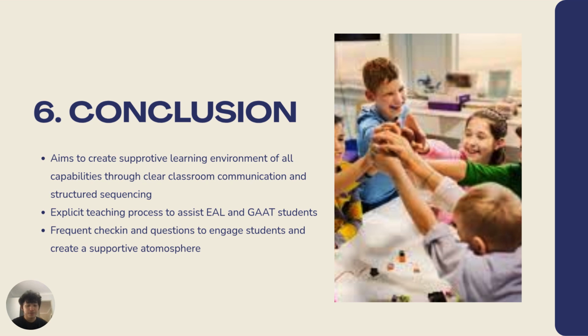Overall, the lesson plan aims to create a supportive classroom learning environment for the students across a range of academic capabilities through clear classroom communication and structured instructional sequencing. This lesson follows an explicit teaching process moving from introduction to guided practice, independent practice, and a short exit check. This structure is supported by various approaches to accommodate students requiring differentiation, including EAL learners and gifted students. These strategies in combination help maintain an inclusive learning environment where all students are supported in their journey towards success criteria.